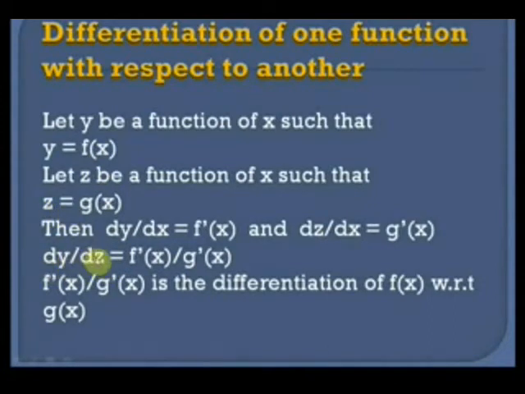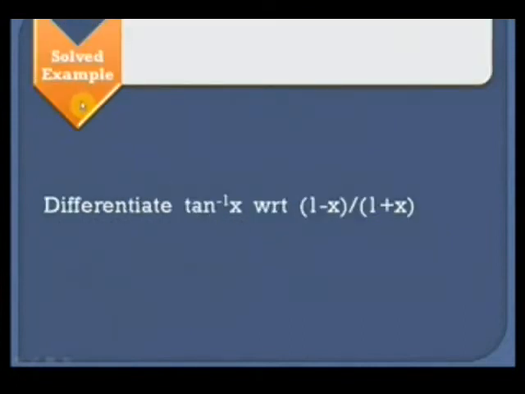So dy by dz is equal to f dash x divided by g dash x, that is, we divide this equation by this equation. So dy by dz is equal to f dash x by g dash x. Here f dash x by g dash x is the differentiation of fx with respect to another function gx. Let's try to see an example to understand this concept.